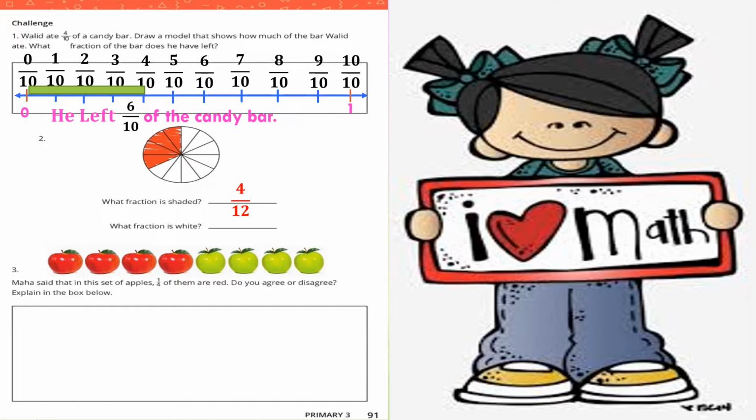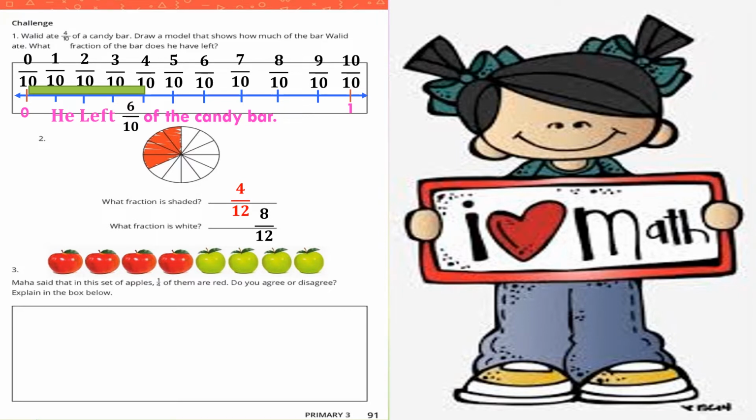Question number 2. What fraction is white? How many parts here are white? Let's count. It will be 8 white, out of the total of all parts, which is 12. The total parts did not change, 12. Okay? So the fraction here is 8 out of 12.